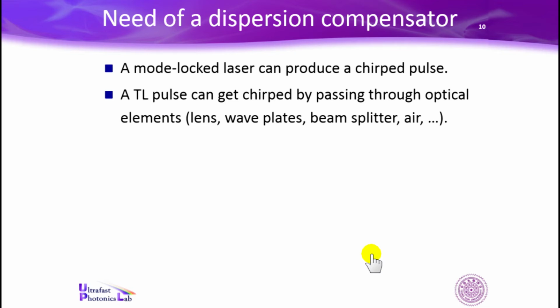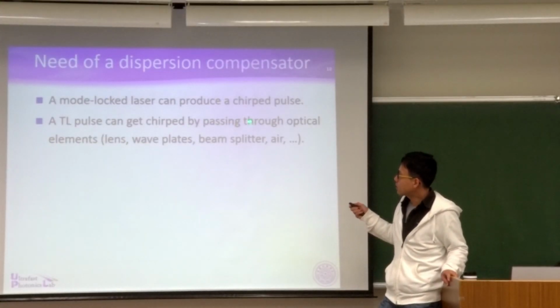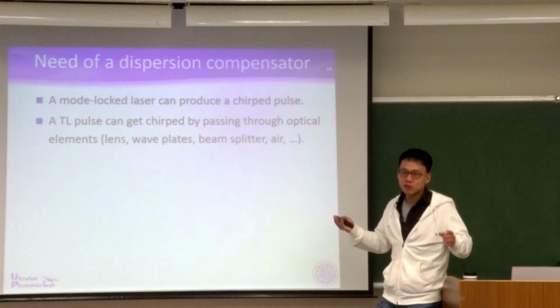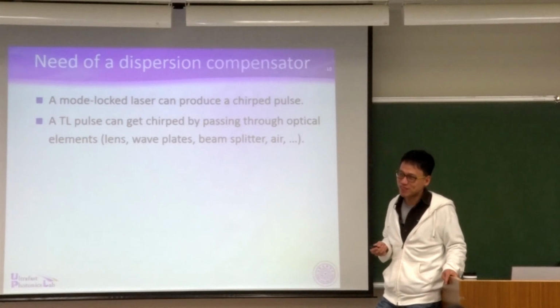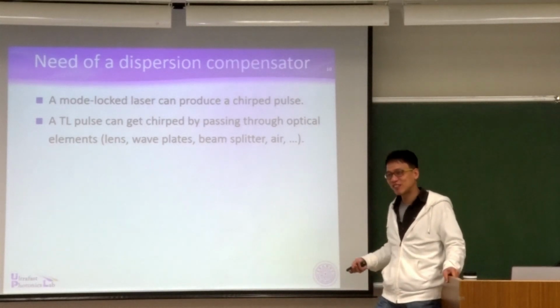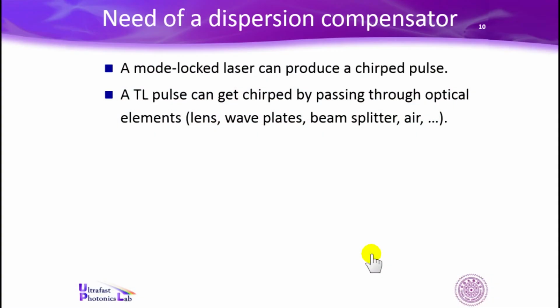Secondly, even if you can generate a transform limited pulse from your mode-locked laser, okay? It will get chirped by passing through optical elements. For any optical system, you need optical elements. And when your pulse passes through them, you get chirped. So you still need a dispersion compensator to compress it back to the transform limit.